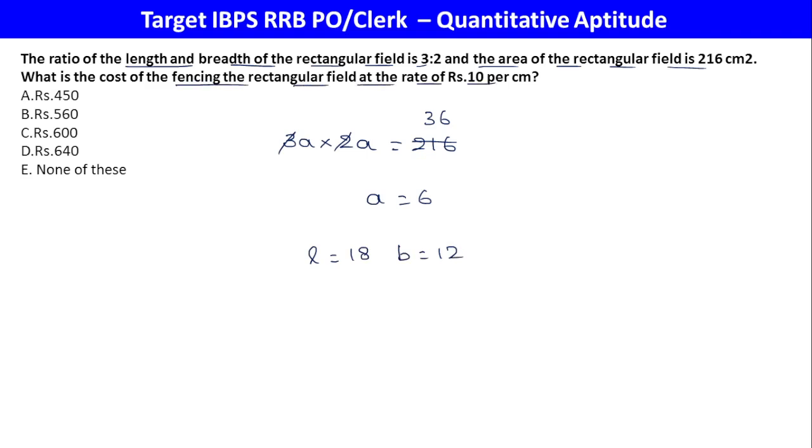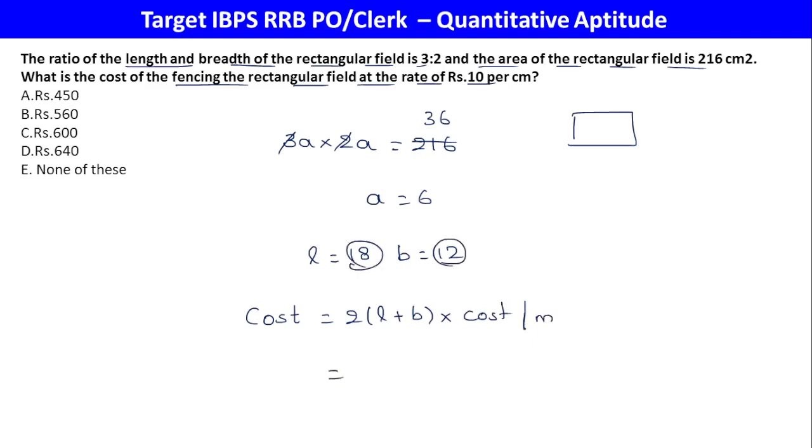Fencing means we have to talk about perimeter. Cost is perimeter, 2 into (L plus B), times the per meter cost. Cost per meter, right? 2 into (L plus B). L plus B is 30, so 60 times 10, 600 rupees is the final answer for this question. Option C is the correct answer. Then, yes, next question.